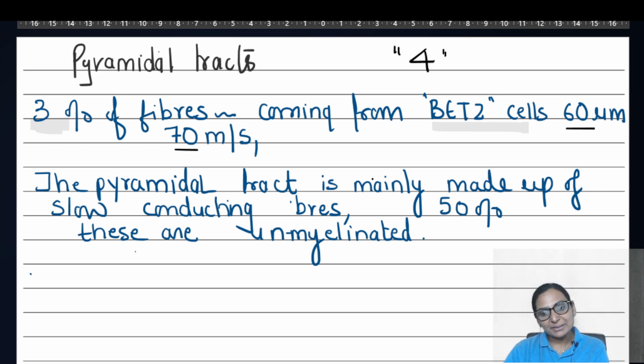That means the pyramidal tract is mainly composed of slow conducting fibers, out of which 50% are unmyelinated. So this descending tract, which is supplying the voluntary muscles, mainly consists of slow conducting fibers, out of which 50% are unmyelinated.